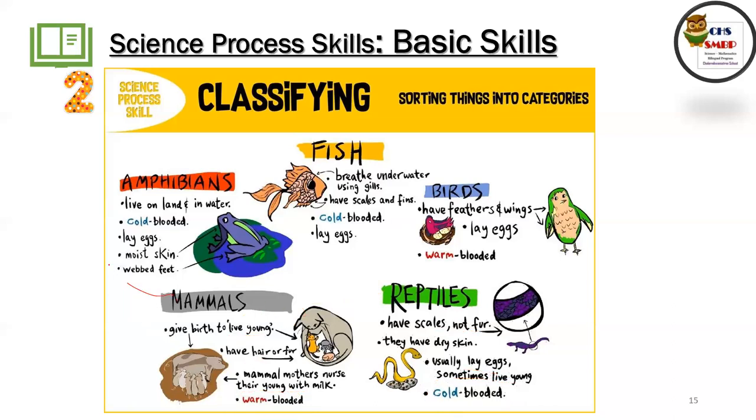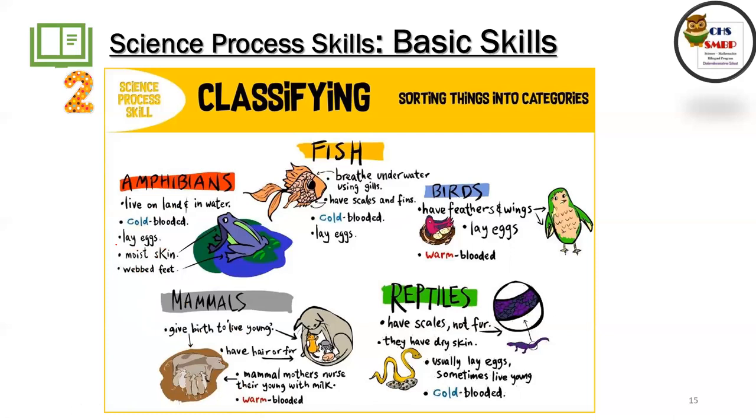Now, if you look at mammals and amphibians, right? Amphibians, what does it mean? Amphi means both. So they can live both on land and water. Amphibians can live in water and also on land. That's why they are called amphibians. Now, if you think about their temperature, amphibians are cold-blooded animals, whereas mammals are warm-blooded animals. It's a difference. Amphibians lay eggs. Mammals give birth to the young, right? These are the ways to classify the things or the objects or animals or anything in the world.